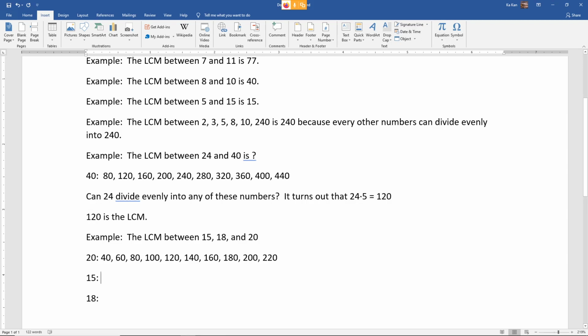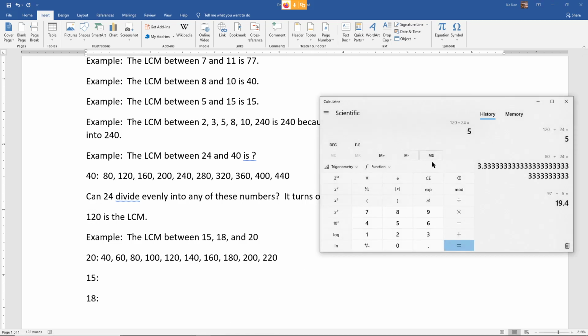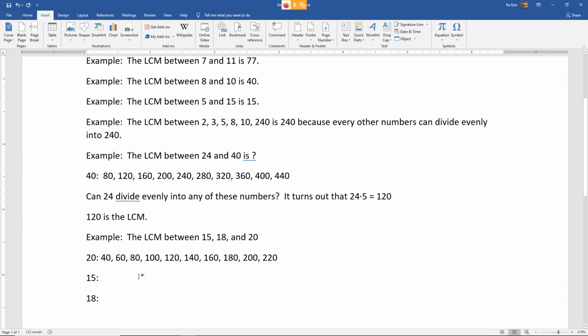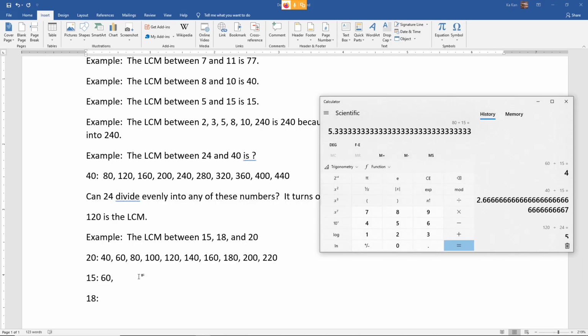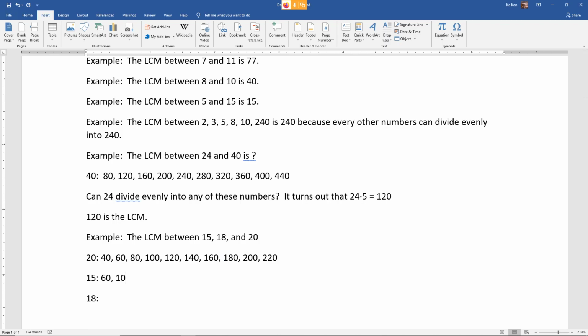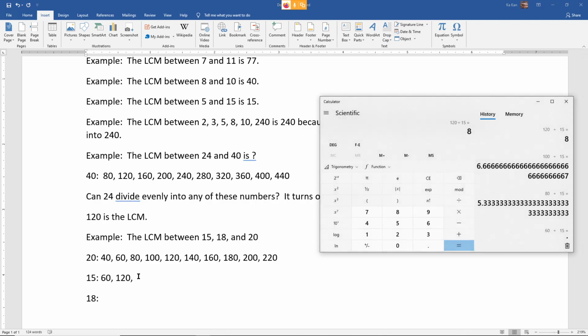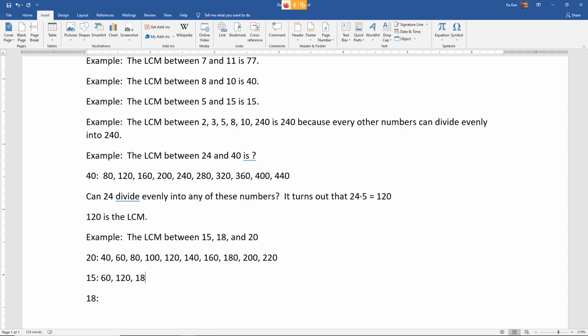So let's try 15 first. And again, you can use a calculator, you can divide, and you can do, hey, 40 divided by 15, that's not going to work, but 60. Huh. 60 works. So we got that. 80 doesn't work. 100 doesn't work. Nope. But 120 is going to work. So 120, that works. And the next one's going to be 180. So you can try it out yourself if you want to. So those are the 3 numbers from the list that 15 can go into.